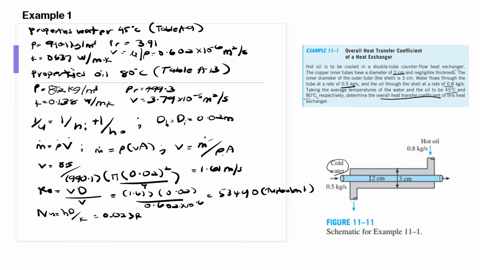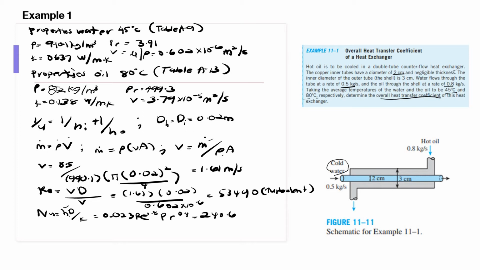Times Re to the power of 0.8, Prandtl to the power of 0.4. So substitute the value of Re and Prandtl number. You will get the value is 240.6 for Nusselt number. So now we have to solve for h.